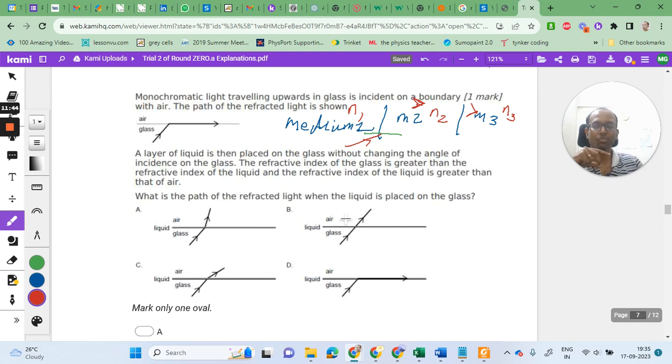So if the refractive index becomes less, that means the speed will be higher. So if the light is going to speed up in the second medium, the angle of refraction will be greater. It will bend away from the normal. So whenever it speeds up, it bends away from the normal to the point of incidence. So let us say it goes like this.